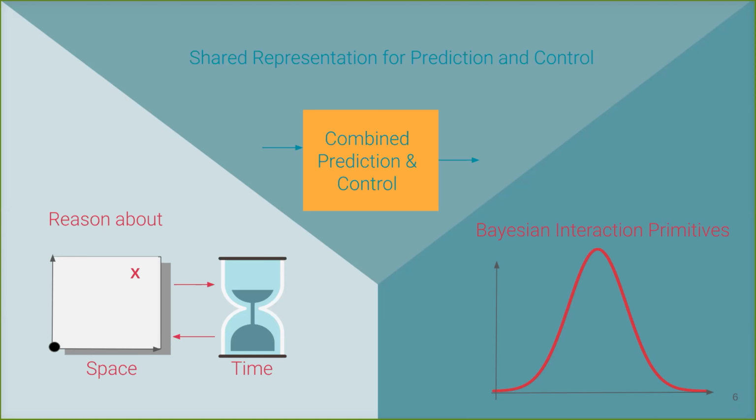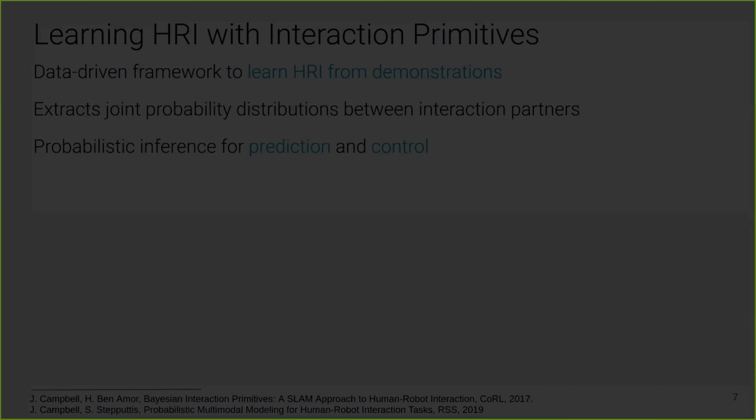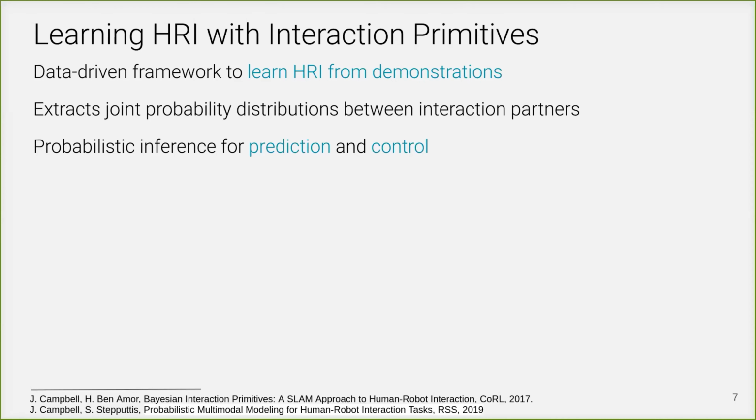And so that's what I'd like to dive into a little bit more in detail next. So next I'd like to talk about how we can learn human-robot interaction using these interaction primitives. Interaction primitives are ultimately nothing but a data-driven framework to learn human-robot interaction from demonstrations. And the main idea is to extract joint probability distributions that model the mutual dependencies between interaction partners, both in time as well as in space.